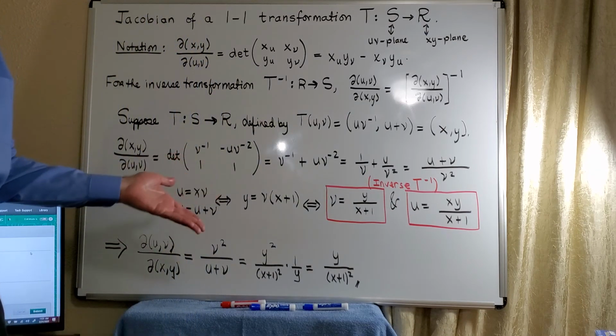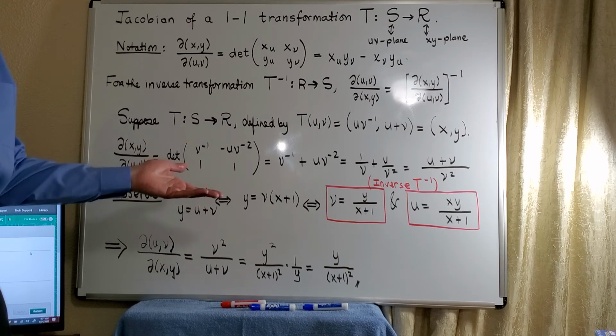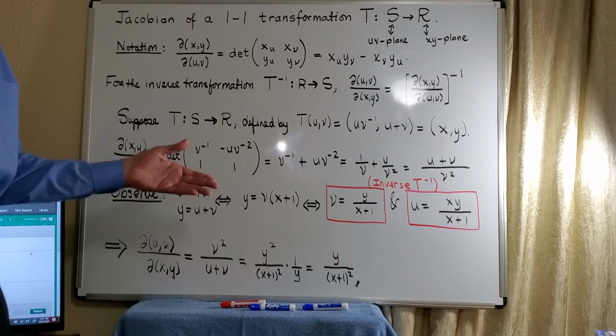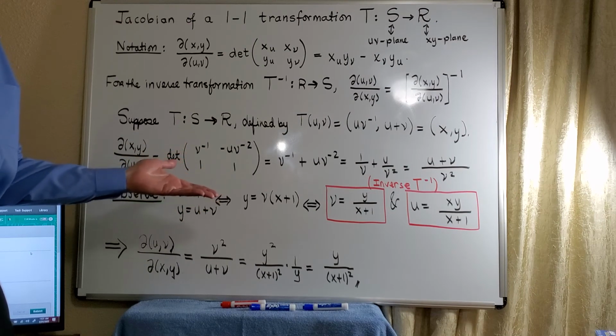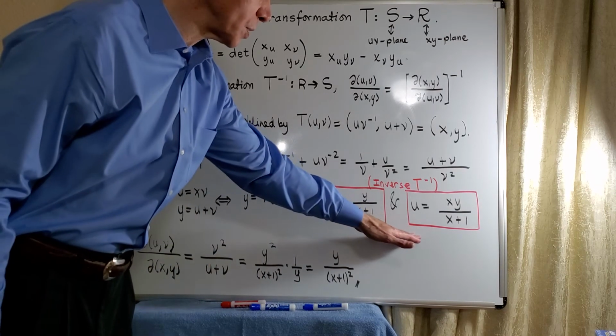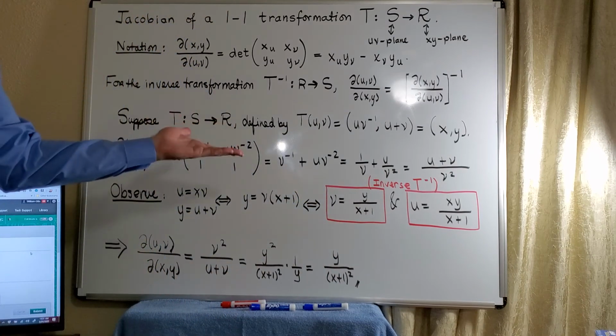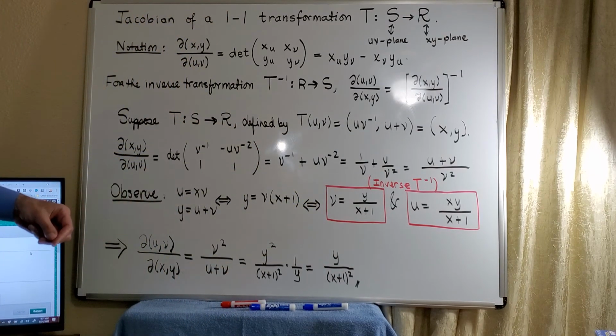So what I wanted to show you is that when you have the one-to-one transformation algebraically, in most cases, you will be able to actually solve for the formulas for the inverse. And I just wanted to show you the technique is just based upon algebra. So that's just a side calculation.